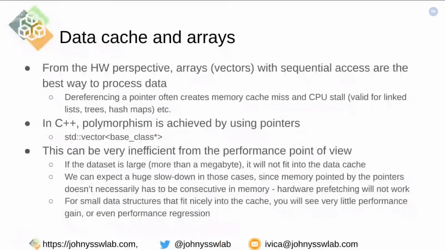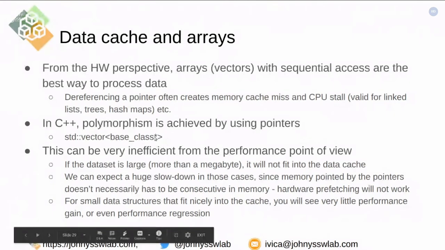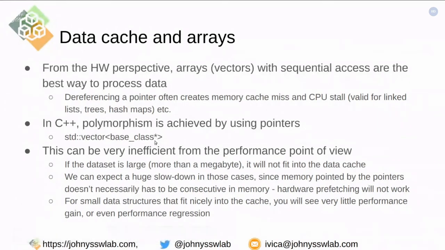Okay, next, let's talk about polymorphism in C++. In C++, polymorphism is achieved by using pointers. Again, see this std::vector of base class pointers. From the point of view of performance, this doesn't need to be, but it can be really inefficient. If you have a huge data set, like a data structure which is more than a megabyte in size, the dereferencing of pointers can slow down your program significantly, and you'll see to what extent.